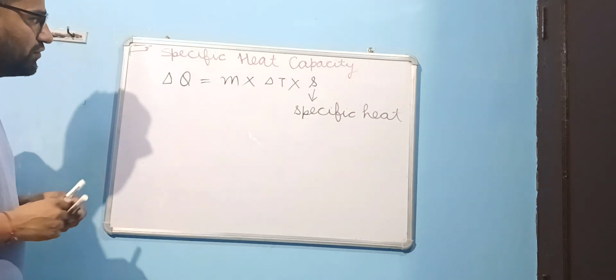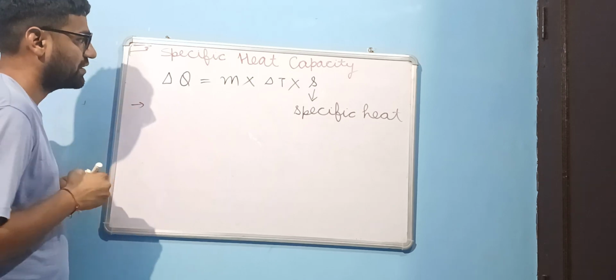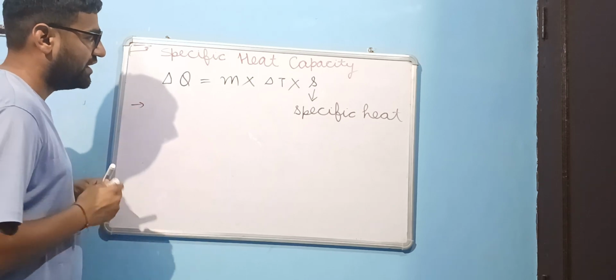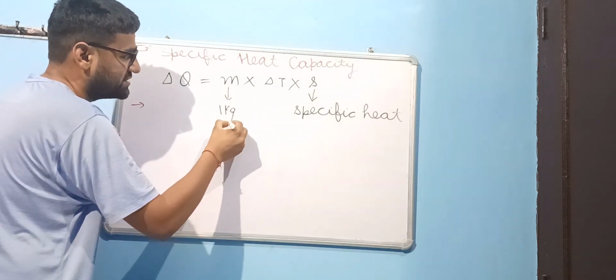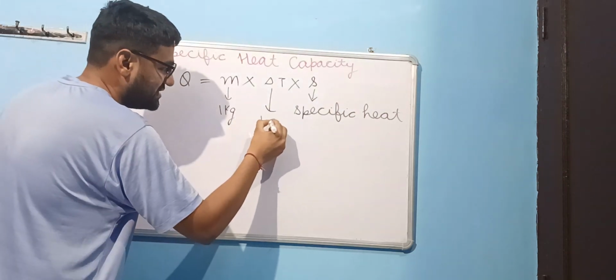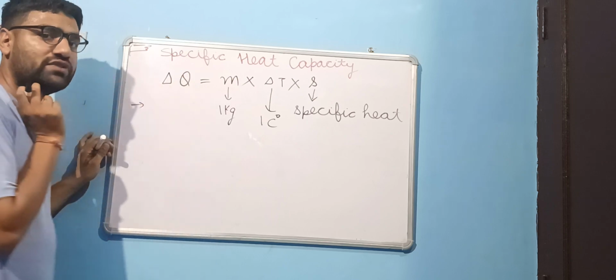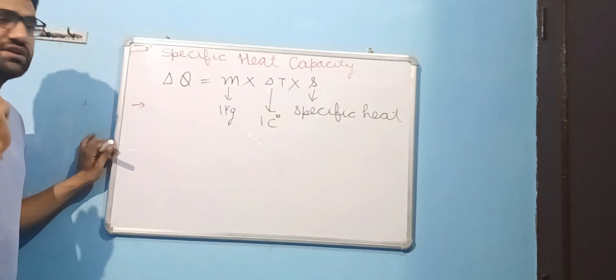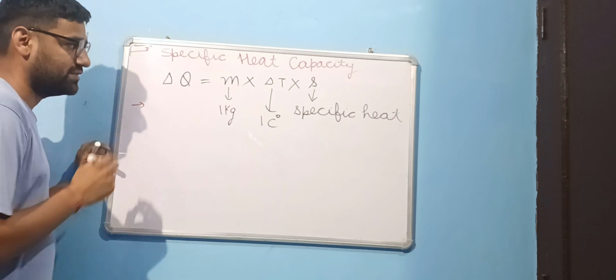So now what is specific heat? Specific heat is when we take a mass of 1 kilogram of a substance and raise the temperature by 1 degree Celsius, and ask how much heat is required for that purpose for a particular substance. That is called specific heat capacity.